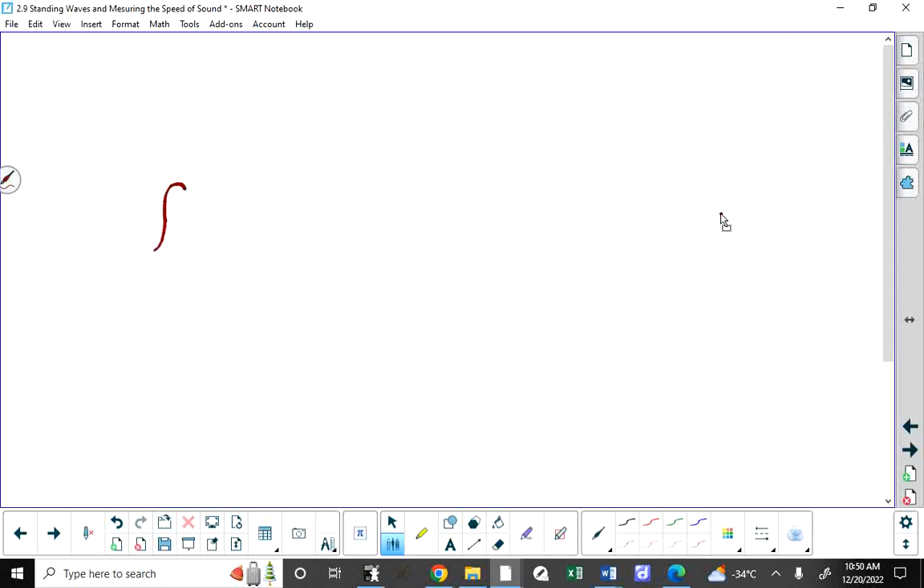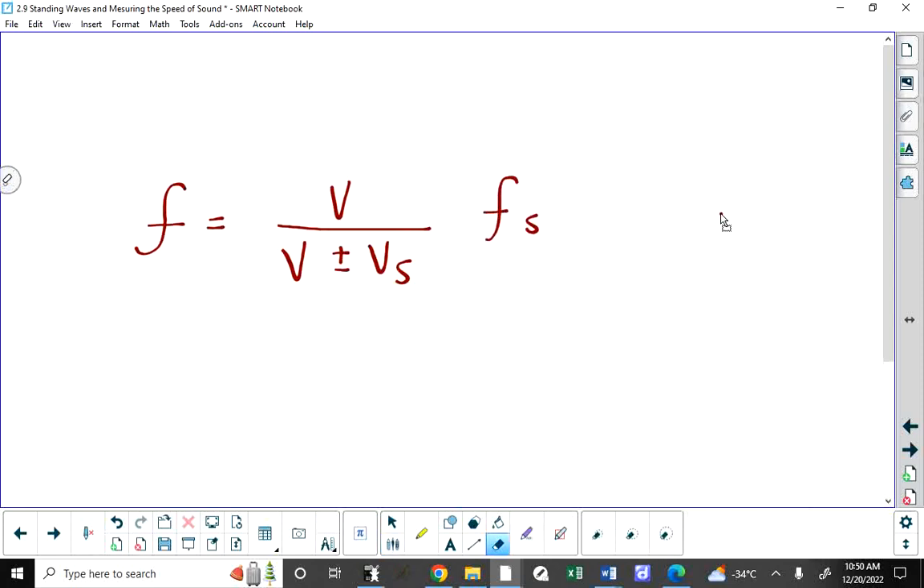And we have this formula for the apparent frequency, what you hear, being the speed of the sound wave over the speed of the sound wave plus or minus the speed of the source, times the frequency of the source. And we said that if the observer is moving, just wrap your head around how the source would have to move if the observer were stationary, and go with that. If they're both moving, wrap your head around how the source would have to move if the observer is stationary.